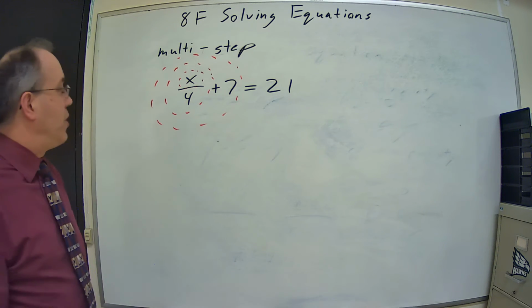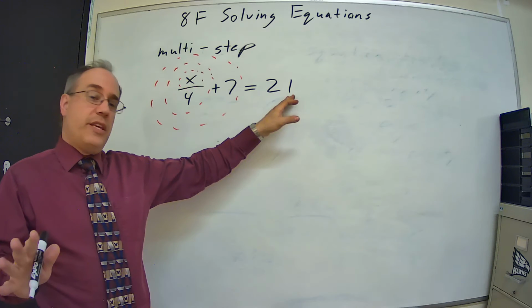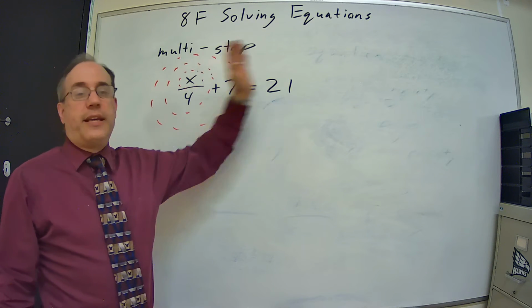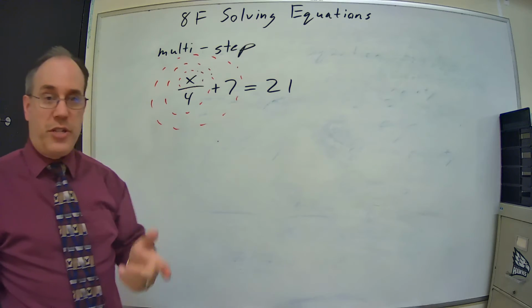So in my preference, what I like to do is just peel these things away. Well, the first thing I need to peel away is what's furthest away. This is on the other side of the equal sign, so we don't need to peel that away. When we peel these things away, we're trying to get them over there. So we don't have to deal with 21, it's already sitting on the other side.